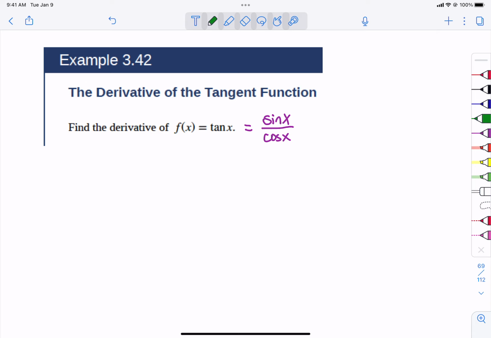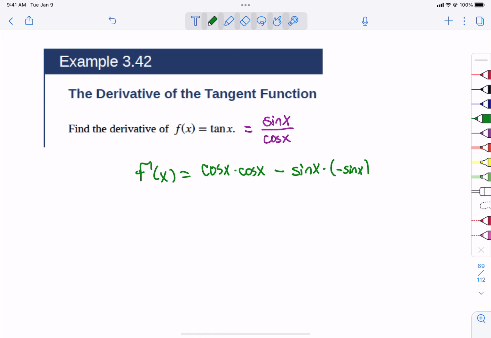So that is a quotient that we can't do anything about. It's stuck in a quotient. We're going to leave it a quotient. We have to deal with it as a quotient. So when we do the derivative, we're going to do the quotient rule. Okay, so now remember what the quotient rule was. It's the bottom times the derivative of the top. The derivative of a sine is a cosine. Minus the top times the derivative of the bottom. The derivative of a cosine is negative sine. All over the bottom squared.